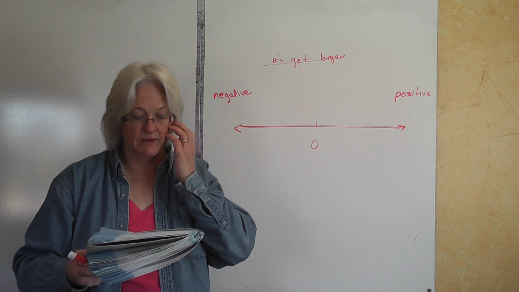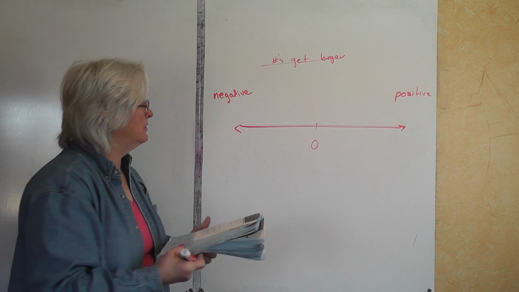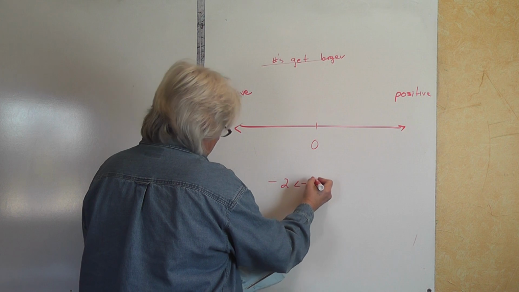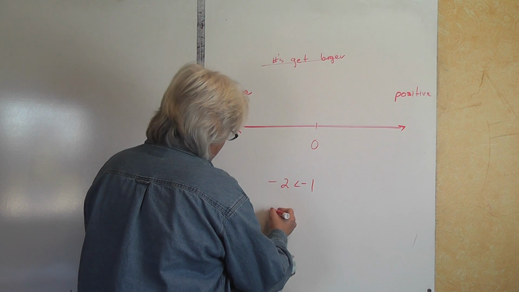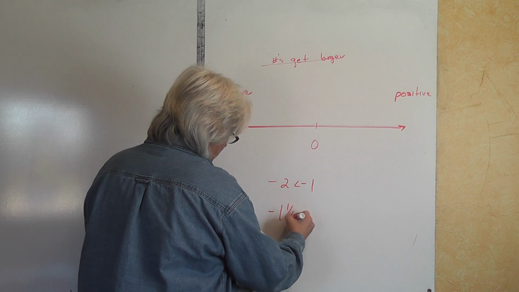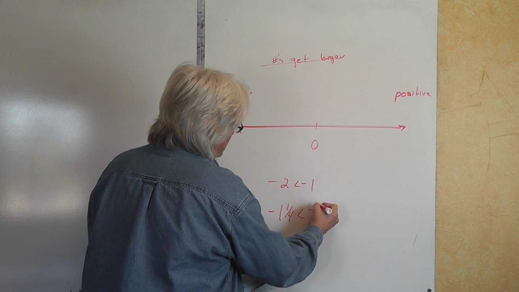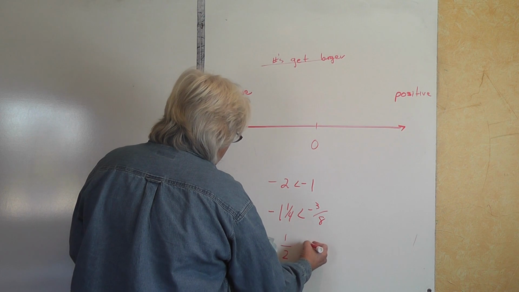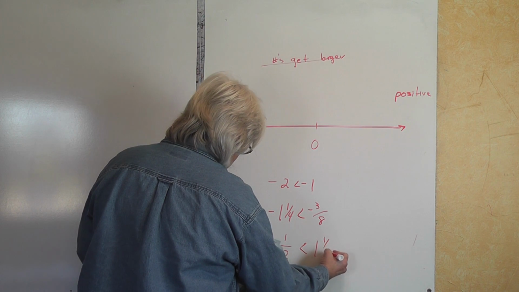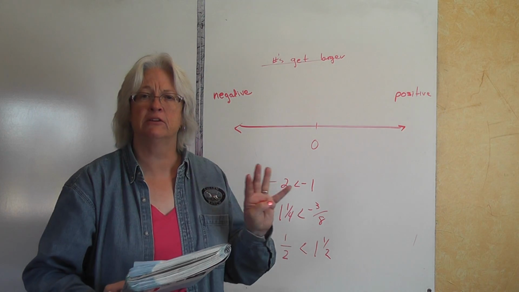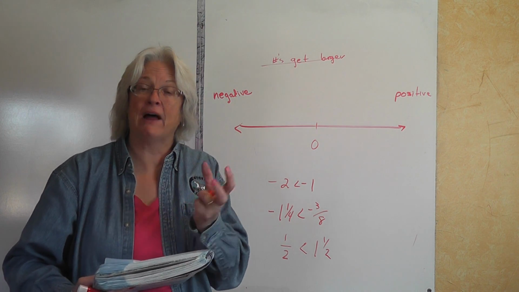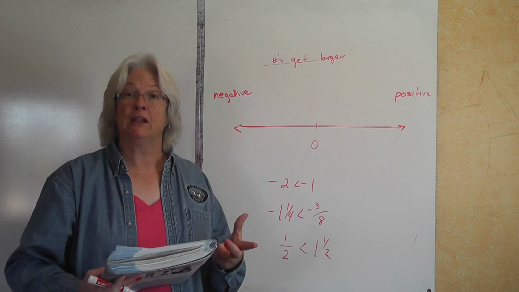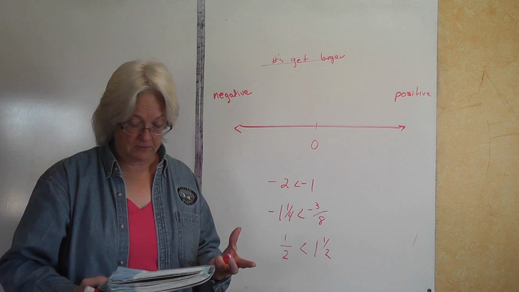Let's say that we have -2 is less than -1. -1 1/4 is less than -3/8. And we have 1/2 is less than 1 1/2. And until you begin to get a good grasp of how numbers are ordered, any one of these three relationships here might look to be a little bit confusing to you.